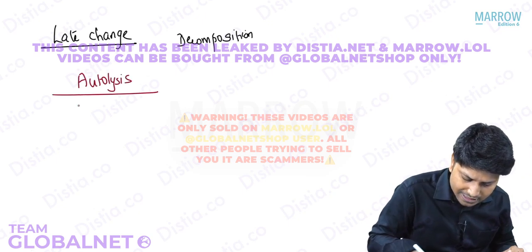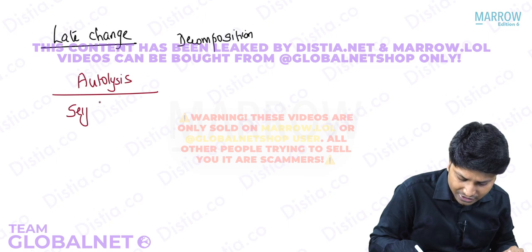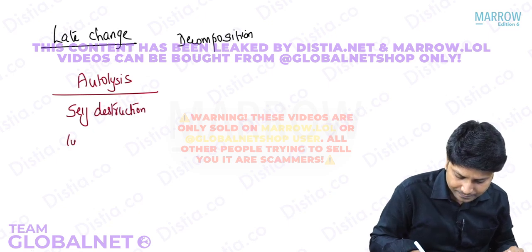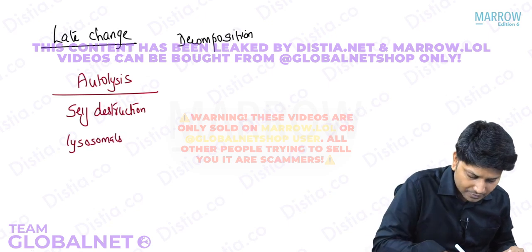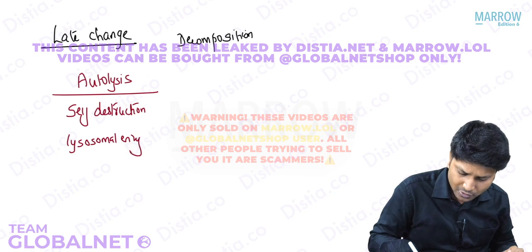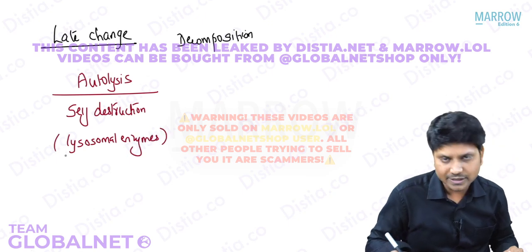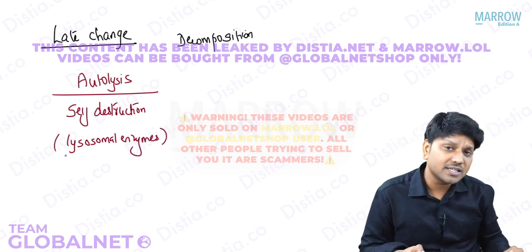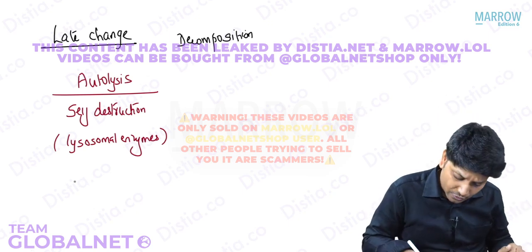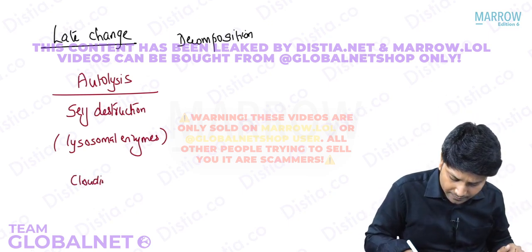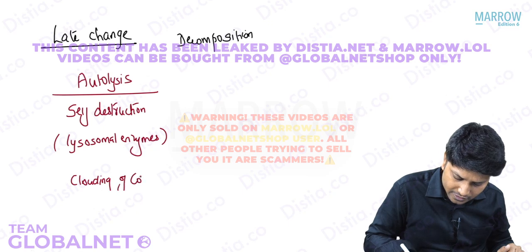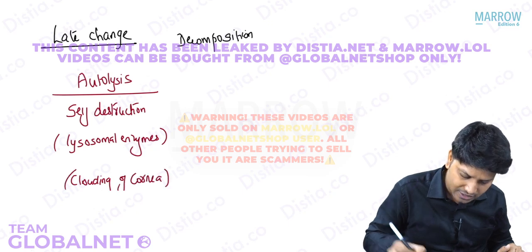One is autolysis, which is nothing but self-destruction. It is done by lysosomal enzymes, our own endogenous lysosomal enzymes. That is the point. If they ask you what is the first external sign of that, you can say it is clouding of cornea. Clouding of cornea is what you see first externally.